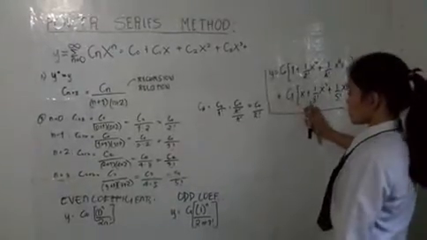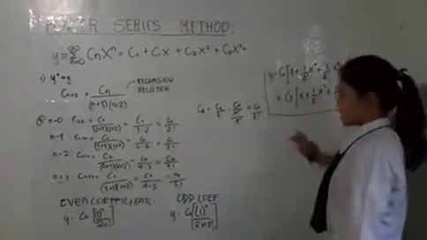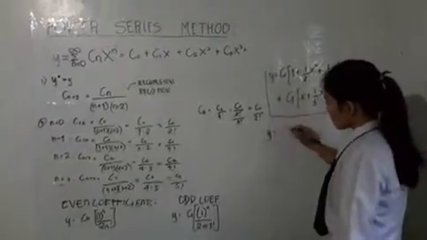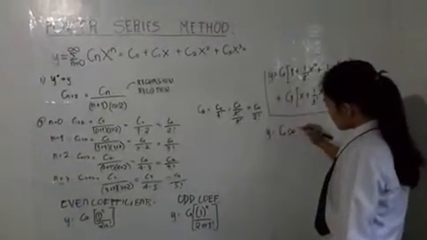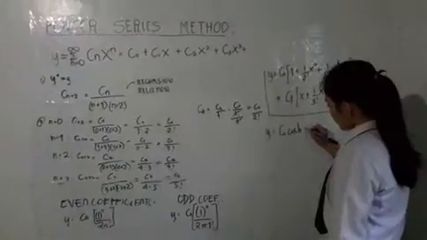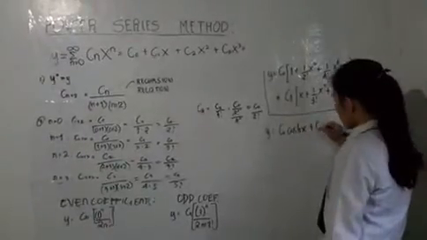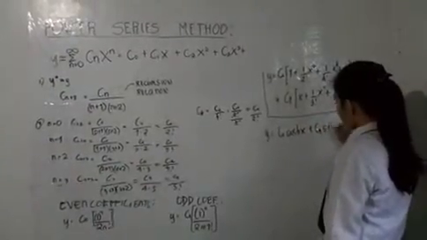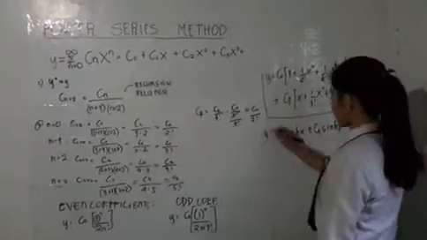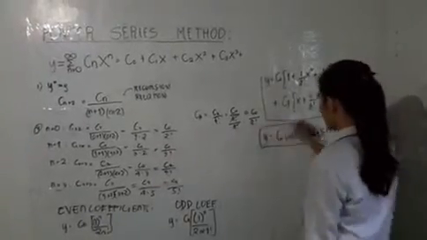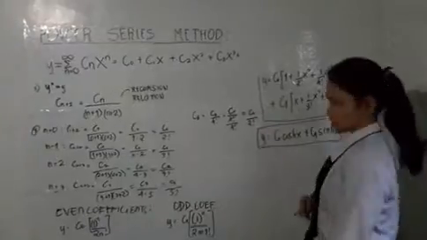Notice that this is also equivalent to the transcendental functions: c0 hyperbolic cosine x plus c1 hyperbolic sine x. This is our final answer.